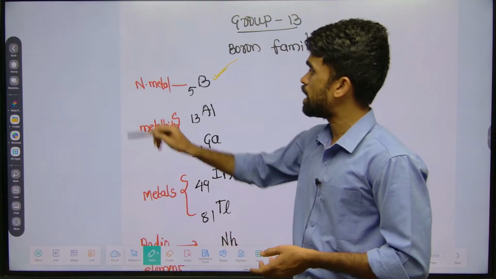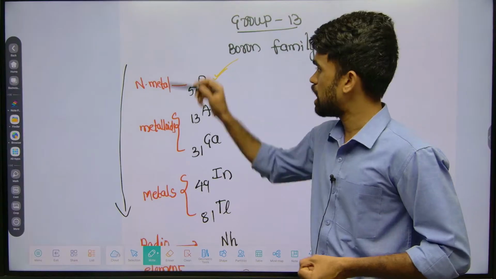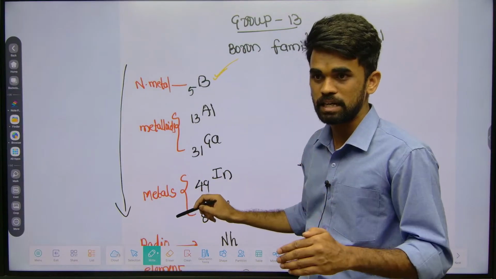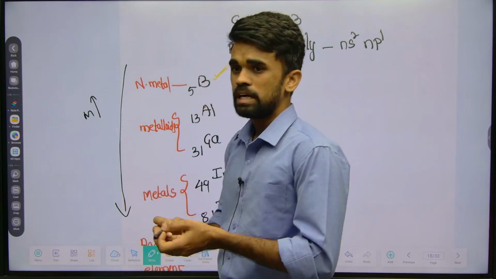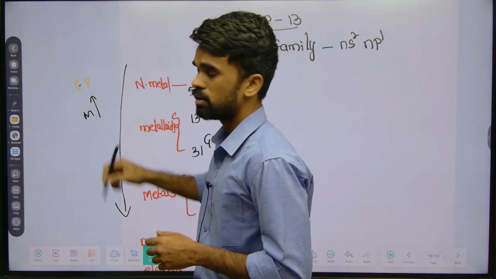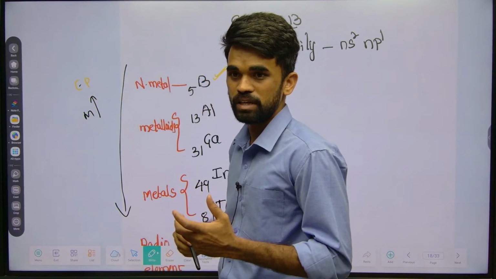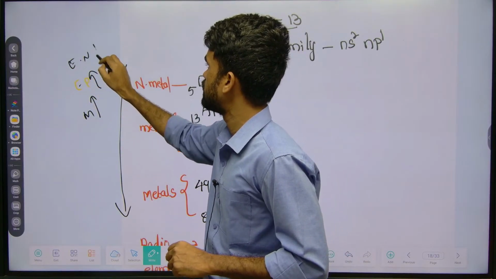What happens to metallic nature down the group? See, non-metal becoming metals means metallic nature increases. So metallic nature increases, and metals are electropositive. So down the group, electropositivity increases. Electropositivity increasing means electronegativity decreases.